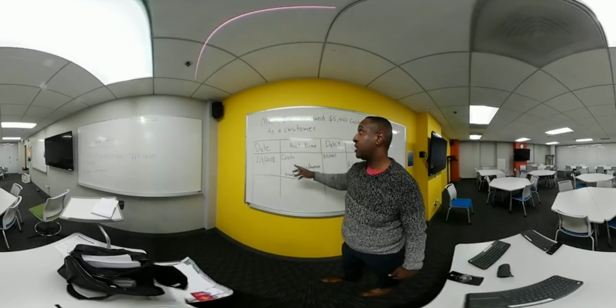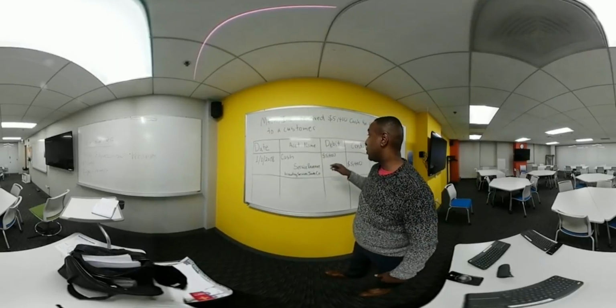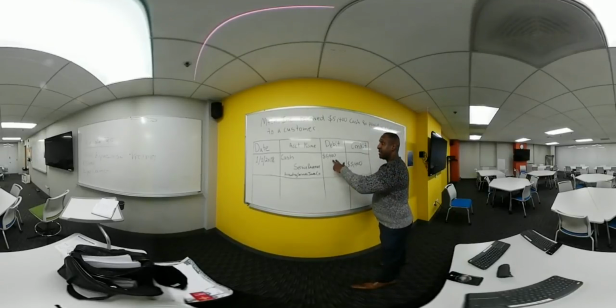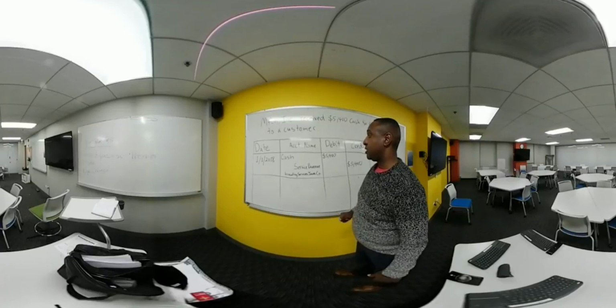So cash. Our cash is, of course, an asset account that's increasing. So we're going to debit cash. Now we write that first. So that goes on the first line on the journal.